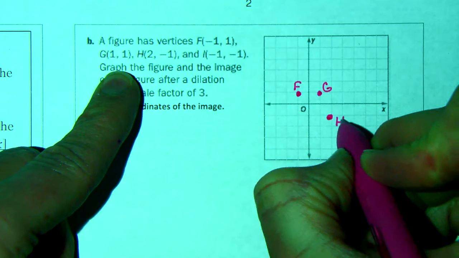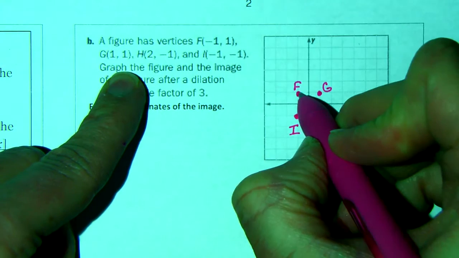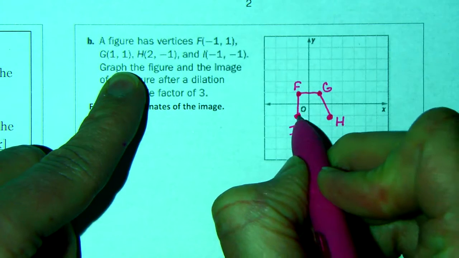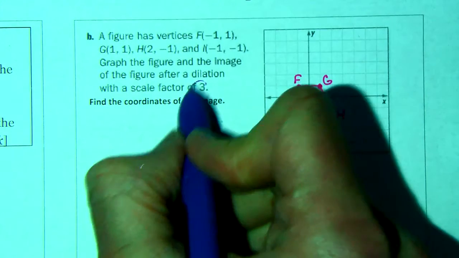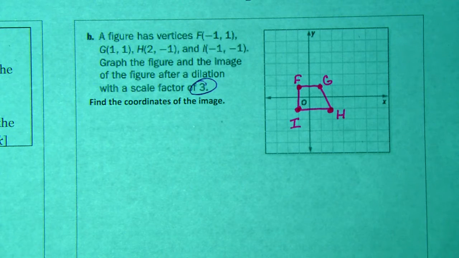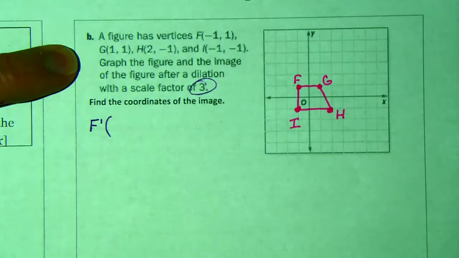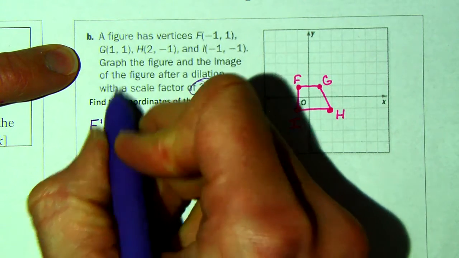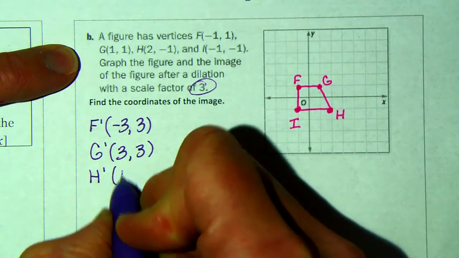Now what's really cool about this particular image, you guys, is that you notice how every single coordinate is in a different quadrant. So what's cool about this is when we multiply everything times 3, because that's the scale factor, it's going to look really cool. So first, let's write them down. F prime multiplying by 3 is -3, 3. G prime, 1 and 1 makes 3, 3. H prime is going to be 6, -3. And then I prime, -3, -3.